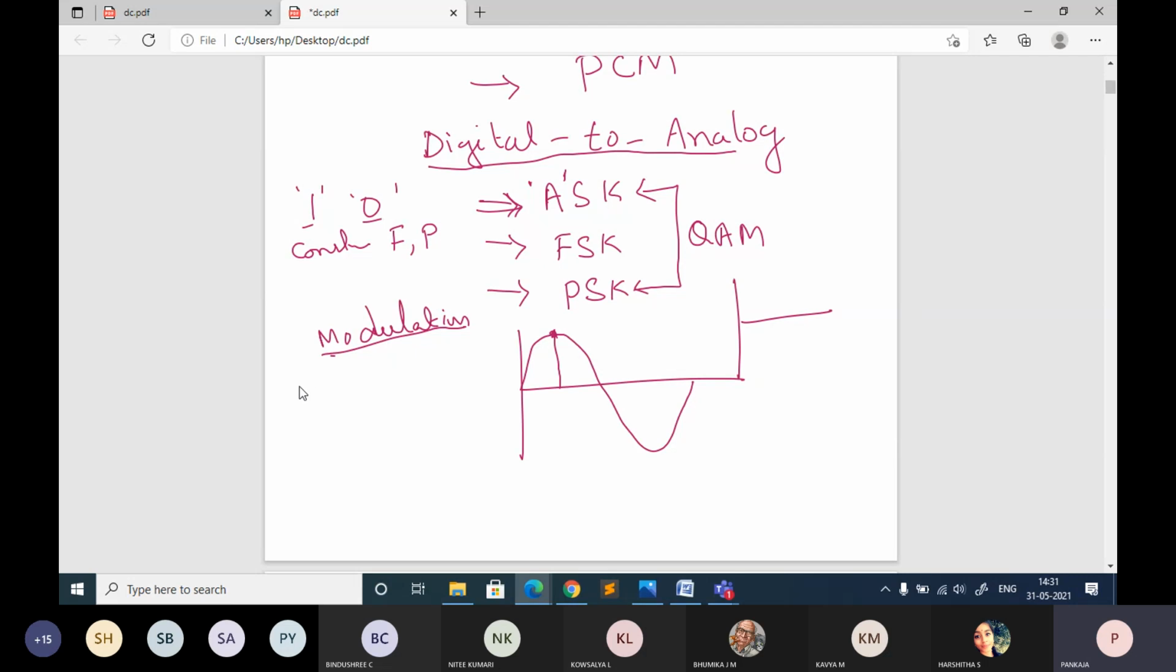Similarly, whatever I am speaking, if I don't use a modulation technique, it can be sent only a shorter distance. Normally, whatever I am speaking has frequencies from 20 hertz to 20 kilohertz. This alone cannot be sent directly. Even if sent, it may not reach clearly at the other end. For that reason, we need to go for modulation.